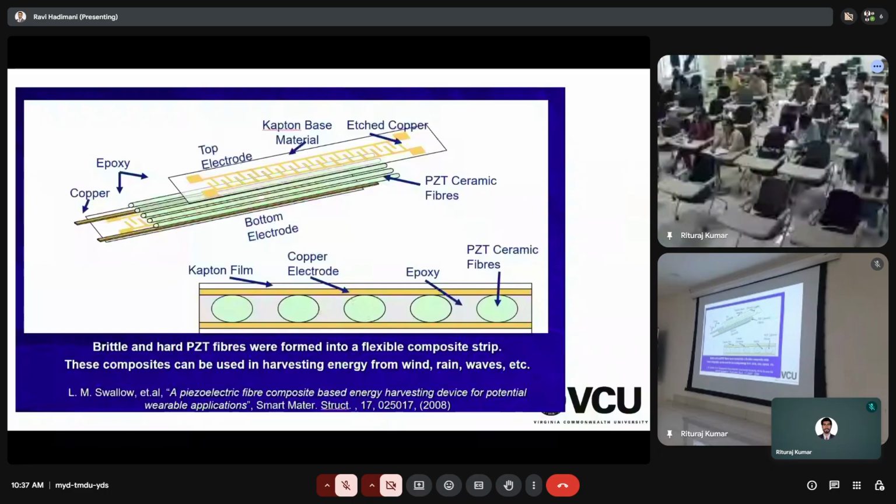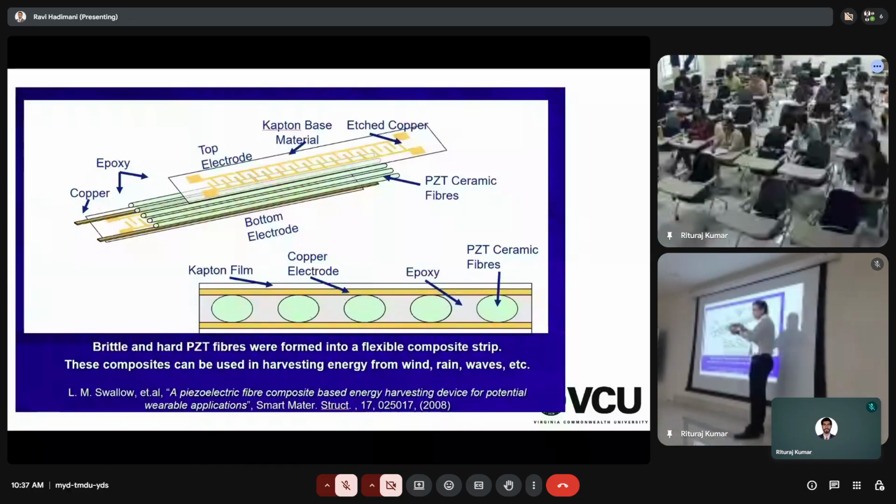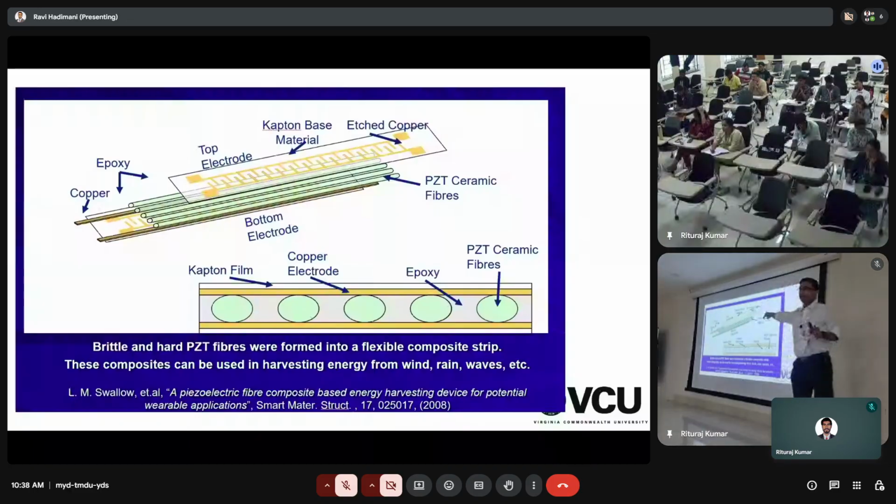But before that, from the same lab, there were other researchers who made composite materials with PZT, with a polymer and electrode on top, so that the PZT doesn't break quickly. You embed it, sandwich it in a polymer, so you can bend a little. But if you bend too much, it will still break. So they were making these composite structures.